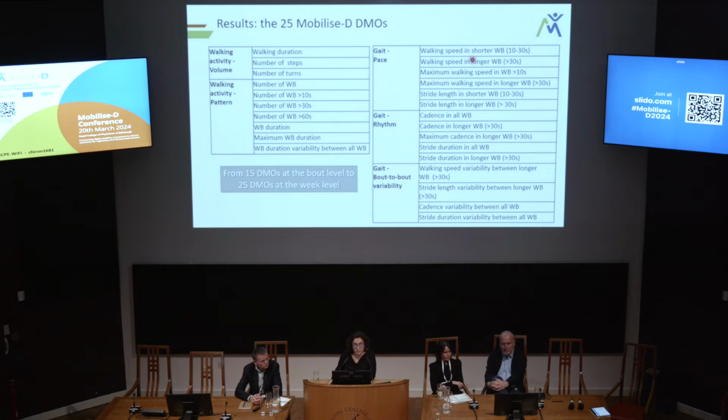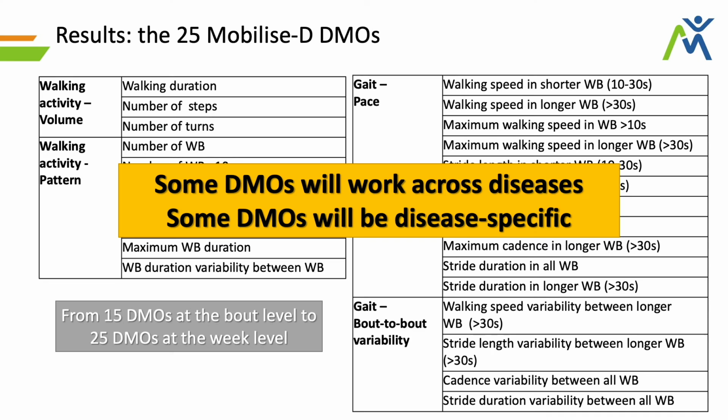In pace, we have walking speed, maximum walking speed, and stride length, and we have them calculated for different restrictions of the bouts. For rhythm, we have cadence and the stride duration, again, average values and maximum and in different duration of bouts. And for bout-to-bout variability, walking speed variability, stride length variability, cadence variability, and stride duration variability.